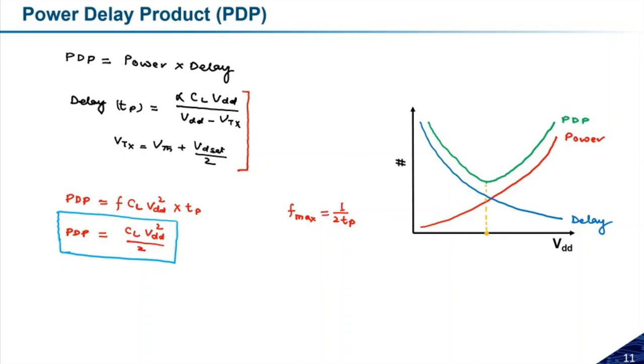The last component, I will take 2-3 more minutes, then I will finish this one. The last component could be like the energy delay product. Okay, so energy is basically like how much, if any circuit is charging and discharging, so it needs some energy to charge and discharge.